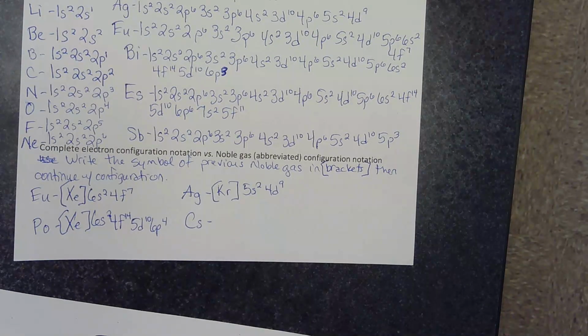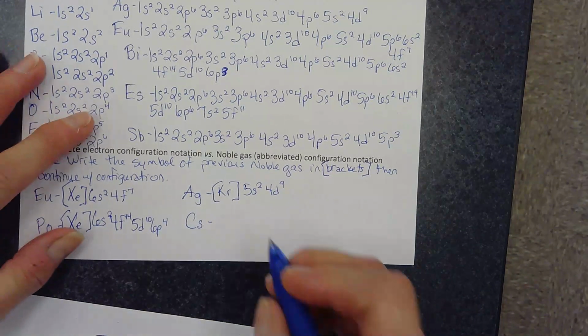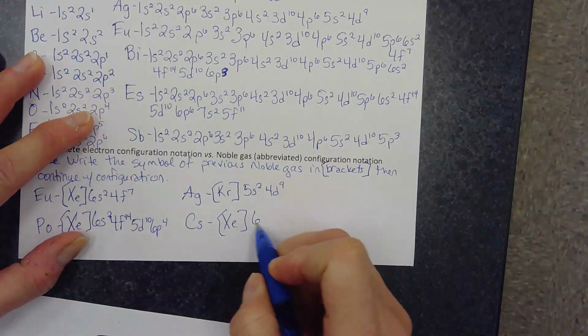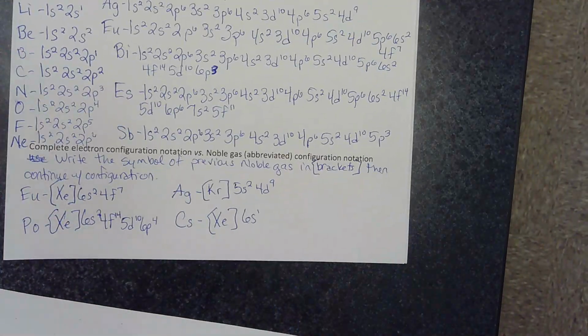All right, and then cesium. Cesium's super easy. Man, I did every one of these right in that same area, didn't I? Sorry. What's the previous noble gas? Xenon. Sorry about that. And then what do you have? 6s1. So super easy.